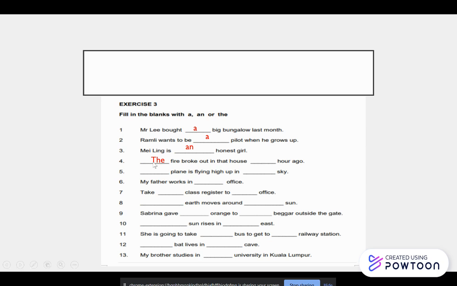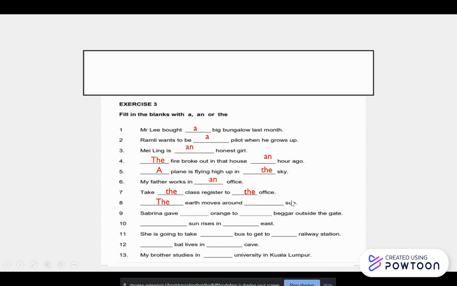Okay. The fire broke out in that house an hour ago. Okay, an hour is also an because H is a silent H. Okay, it's a vowel sound, so we use an here. A plane is flying high up in the sky. Right, it's because we only have one sky. My father works in an office. Okay, he works in an office because office starts with a vowel. Take the class register to the office, to the particular office. Take that particular class register. So it's a specific noun. So that's why it's a definite article.